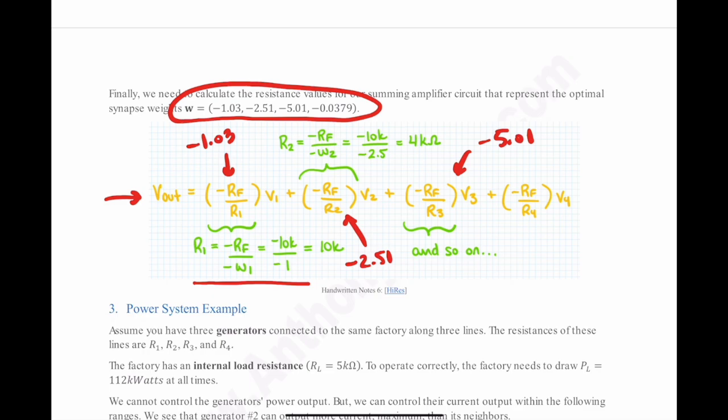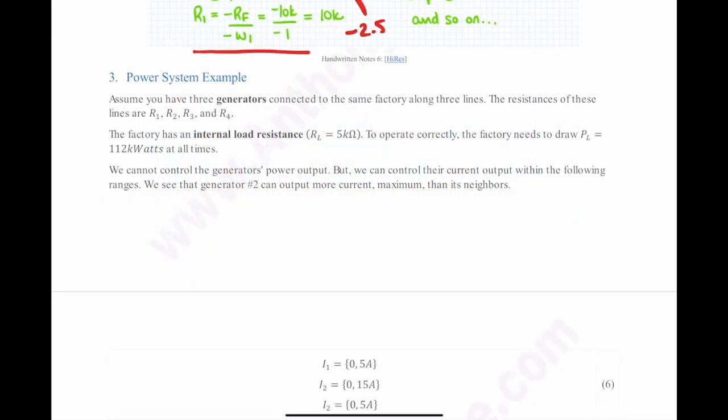The first resistor, R1, should be 10K, and R2 should be 4K, and so on. Hopefully those of you who have some interest in machine learning and artificial neural networks, that provides a bit of a preview of how you can use that sort of technology. Next, let's take a look at a power system example.